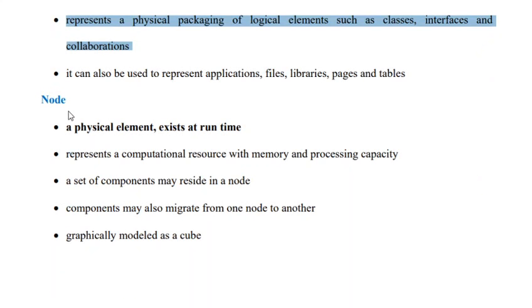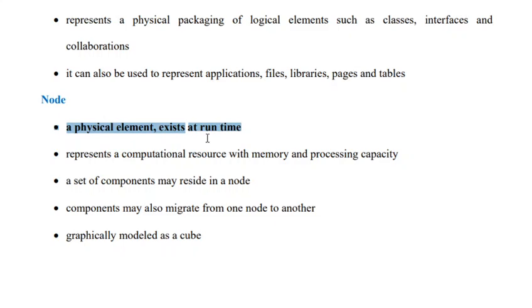Now let us discuss what a node is. A node is a physical element that exists at runtime. Basically, a node is a location where components are deployed. So a node may have more than one component placed in it. It also represents computational resources that are required for a component in order to perform an action. A component may migrate from one node to another node, and graphically it's modeled using a cube. So this is what a node is.